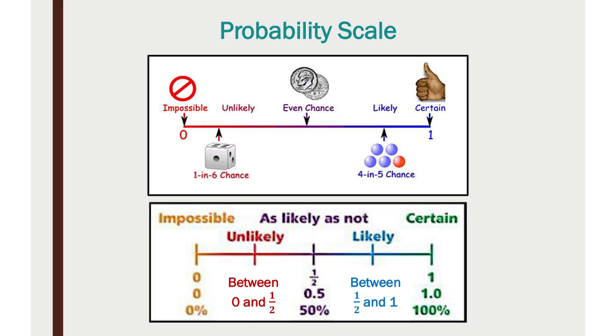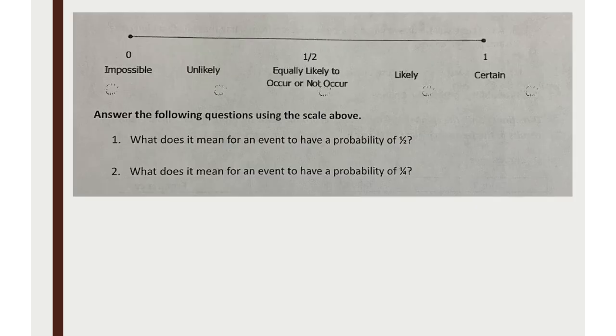All right. Let's look at the 2 questions below there. We want to use the probability scale to describe these. What does it mean for an event to have a probability of 1/2? Hank. It means 50% or like equally. Okay. It's 50%. It's equally likely.